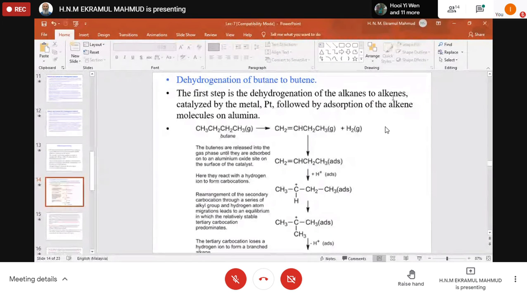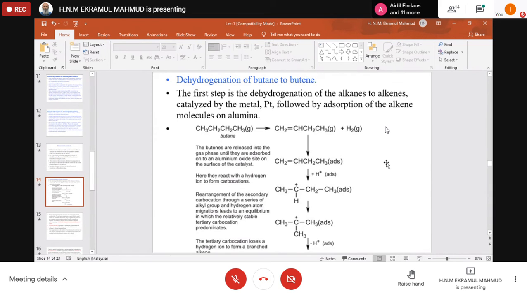The dehydrogenation of alkanes to alkenes is catalyzed by the metal platinum, followed by the adsorption of the alkene on alumina. Can you follow? First, we need to get this butane. Butane is a hydrocarbon, but it would be more beneficial if we can convert it into something with a double bond. This is a single bond, saturated hydrocarbon. But if we can produce an unsaturated hydrocarbon, then it can be used for producing polymers.